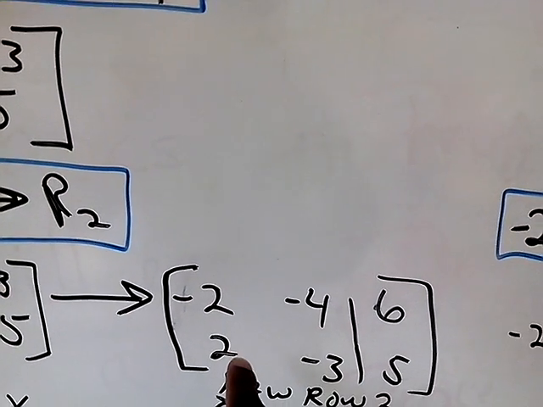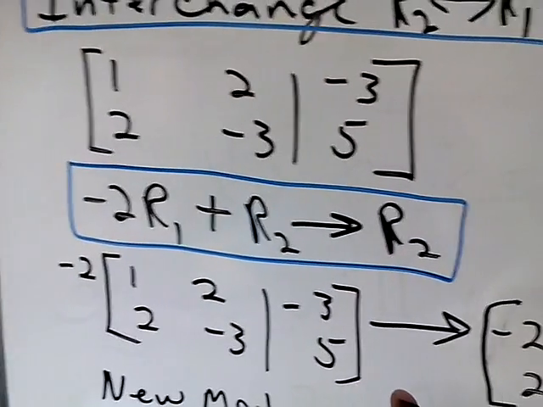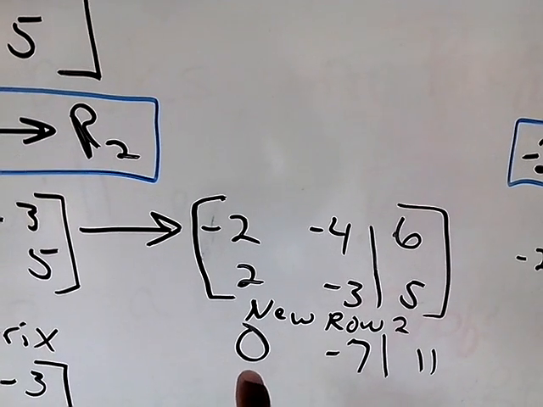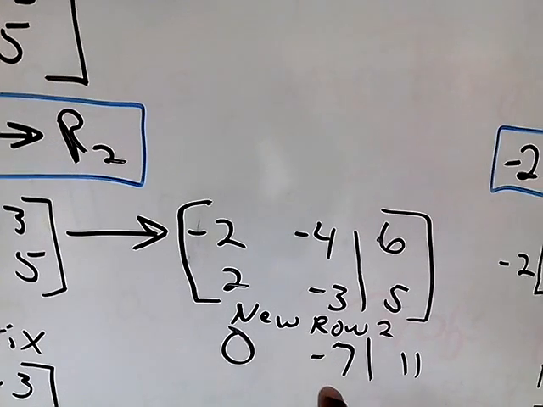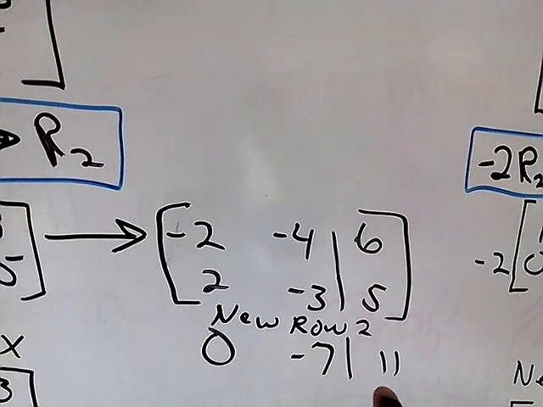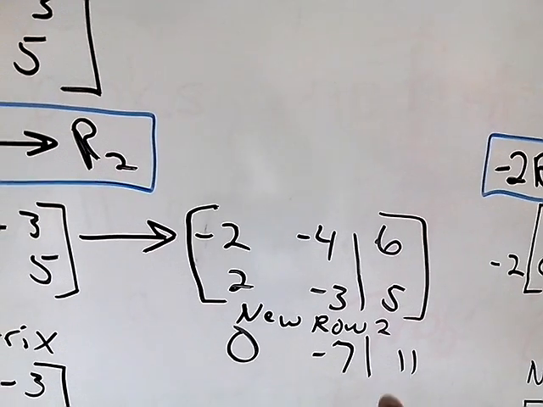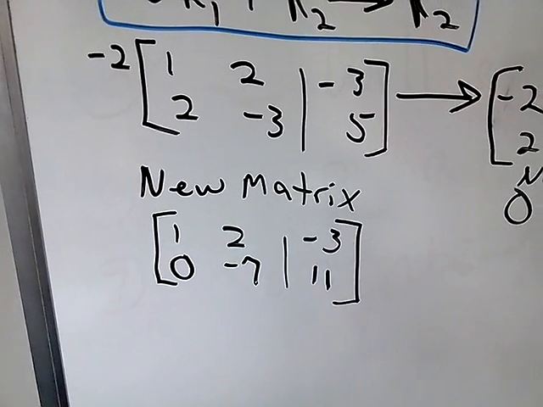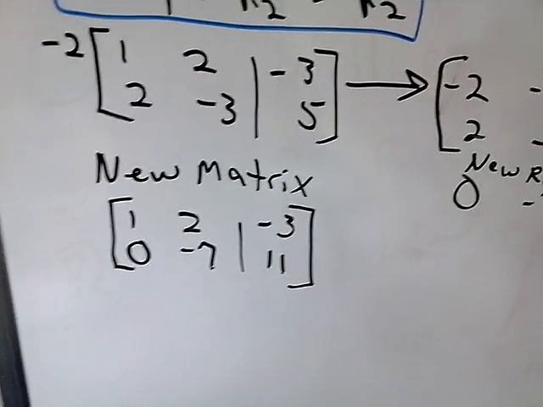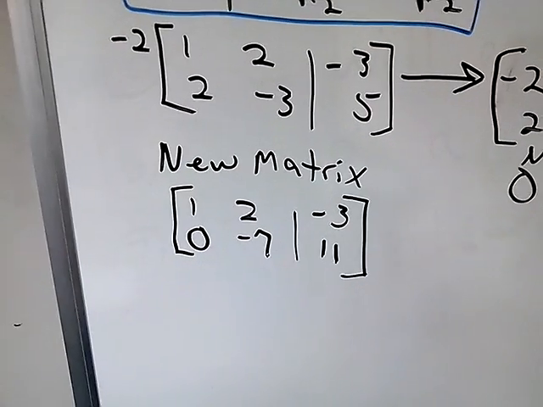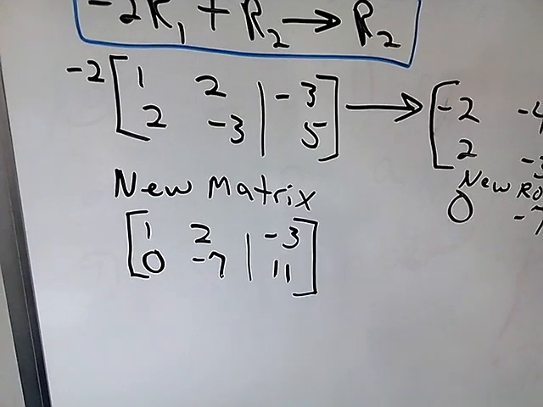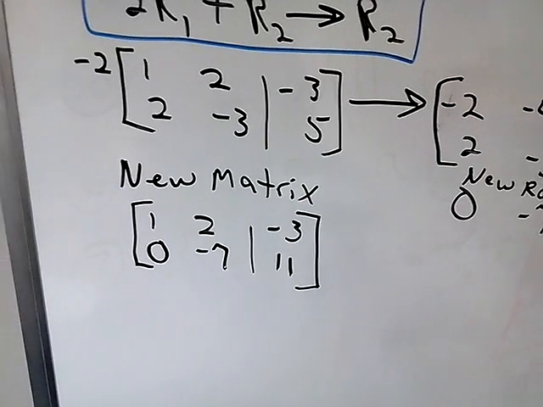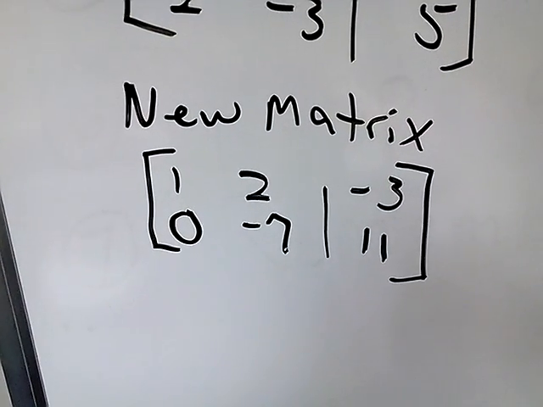Now, if we add that to the original row 2, we'll get a new matrix that has the 0 in row 2 that we want. So 0, negative 7, and 11 as a result of adding the two together. Now, row 1 does not change. Row 1 is going to stay like it is. We're just going to replace row 2 with the new result of adding the two together after we have multiplied row 1 by a negative 2. So our new matrix is what we have here.